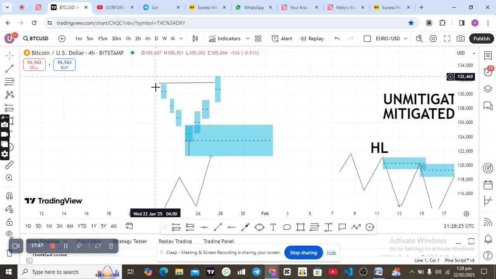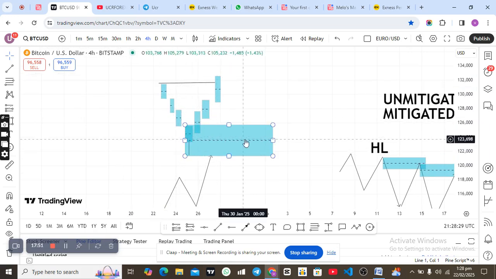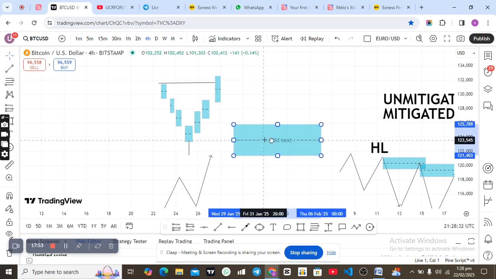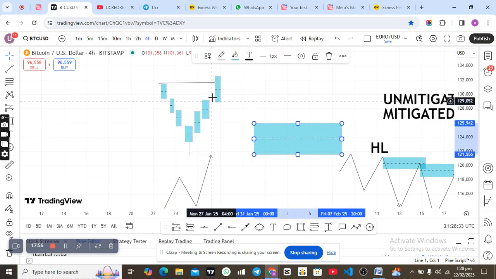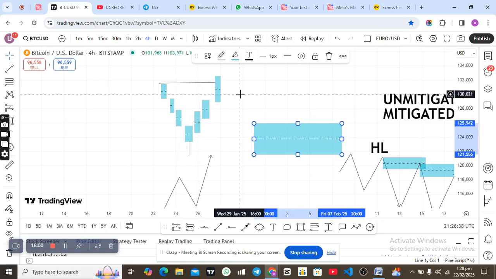So, looking at this, this is what we call a point of interest, because this is the last candle that led to this BOS. After this candle, we have these one, two candles that break the structure to the upside.